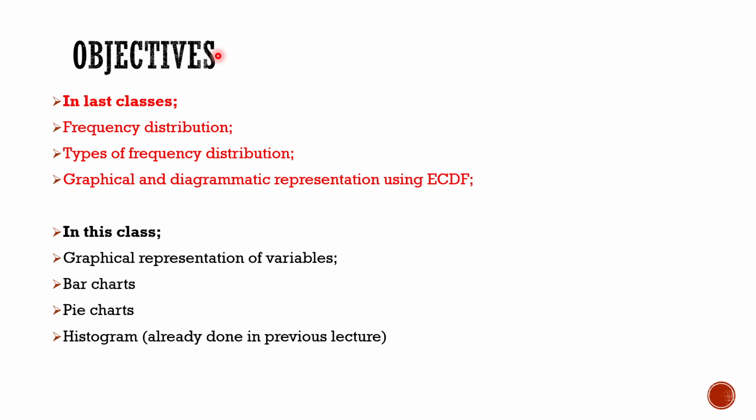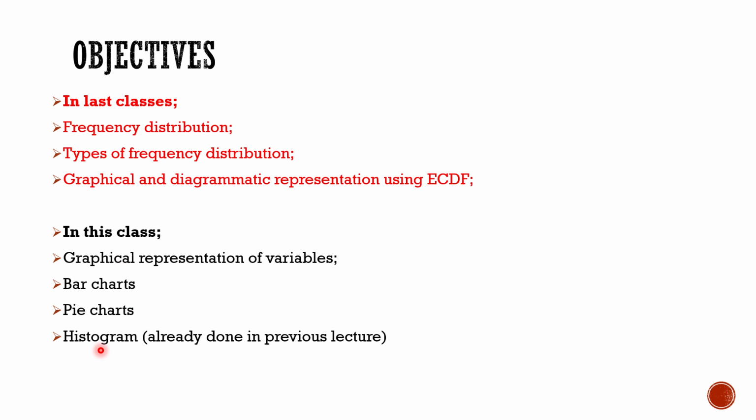What are the objectives of this particular class? In the last class, we went through what frequency distribution is and the different types of frequency distribution. We also went through the graphical and diagrammatic representation of frequency distributions using ECDFs and histograms and others. In this particular class, we will be focusing on graphical representation of variables using bar charts and pie charts.